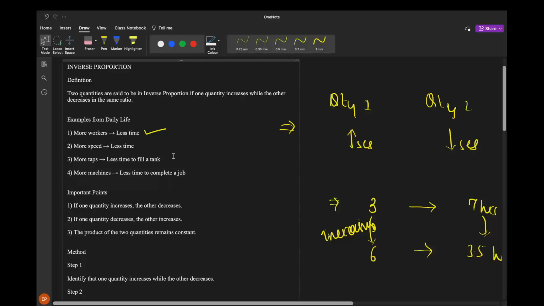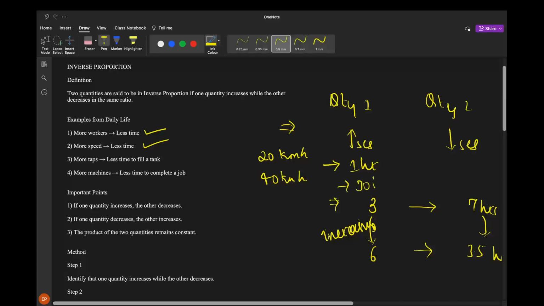More speed, less time. If you increase speed, you will definitely reach in less time, right? Suppose I am going at 20 km per hour for 20 kilometers, I will take 1 hour. What if I go at 40 kilometers per hour? I will take 30 minutes, because speed increases but time decreases. That is called inverse proportion.